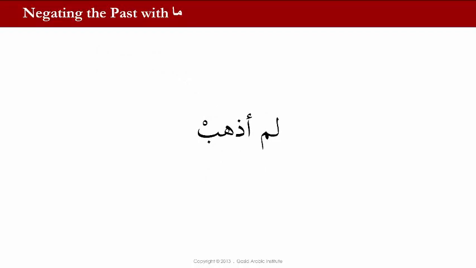So lam adhab means I didn't go, but how is that different than ma dhahabtu? Lam adhab, I didn't go, whereas ma dhahabtu also is a negation of the past. However, here we get a stronger meaning, which is that I never went. Ma dhahabtu. So lam adhab, I didn't go, means at one point in the past I didn't go, whereas ma indicates absolute negation. I never went.